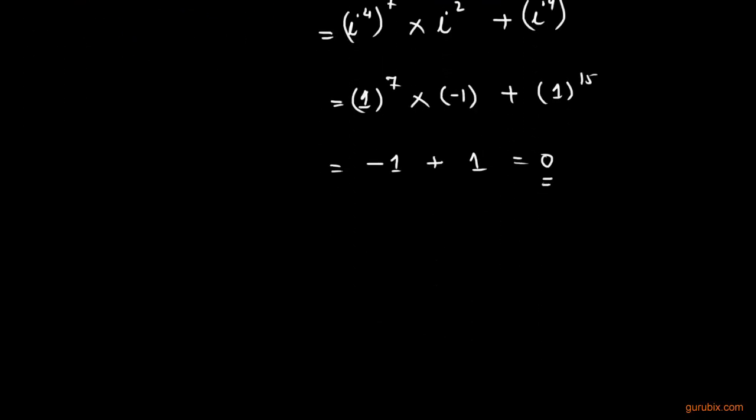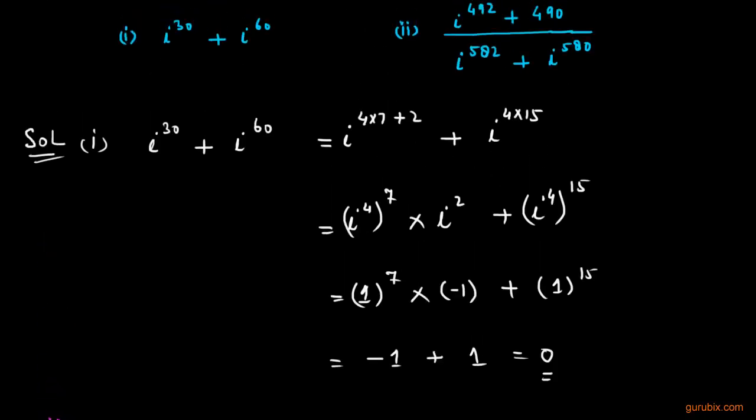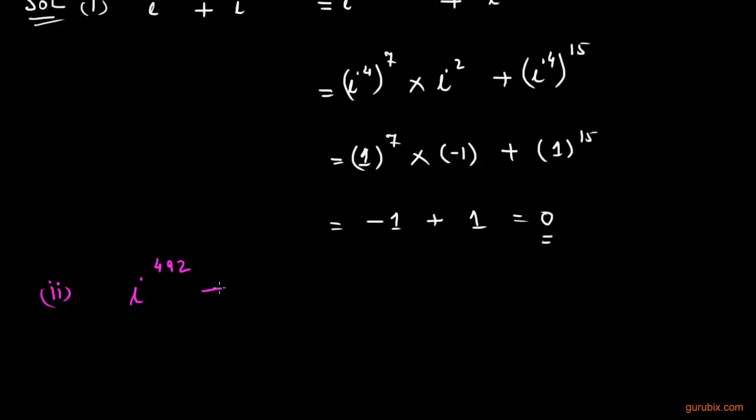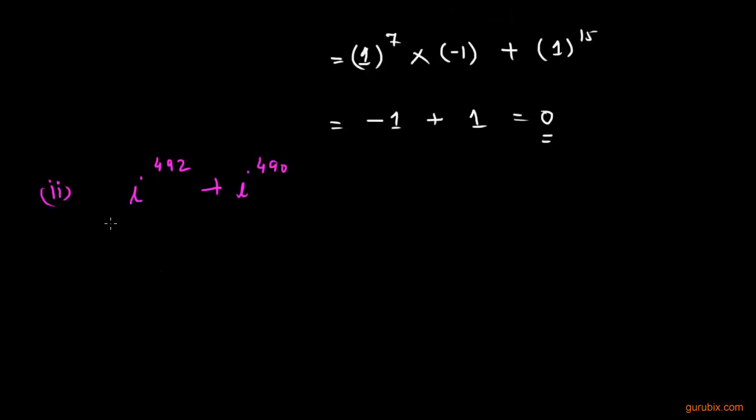And now we shall solve the second part of the example. In the second part we are given iota raised to the 492nd power plus iota raised to the 490th power over iota raised to the 582nd power plus iota raised to the 580th power.